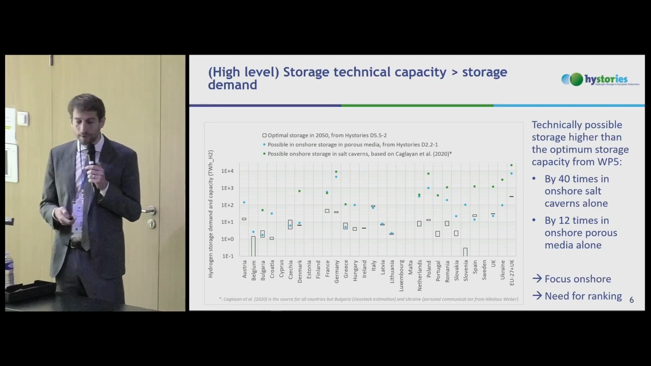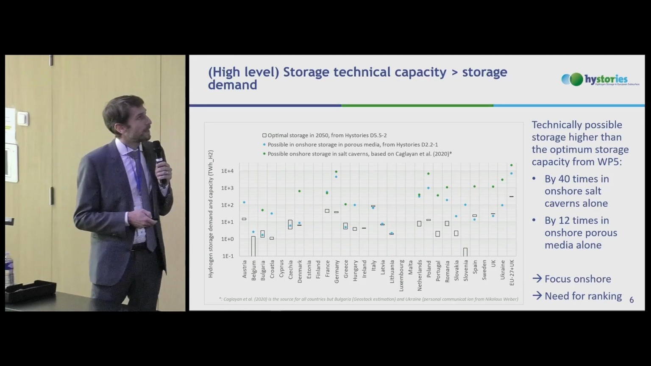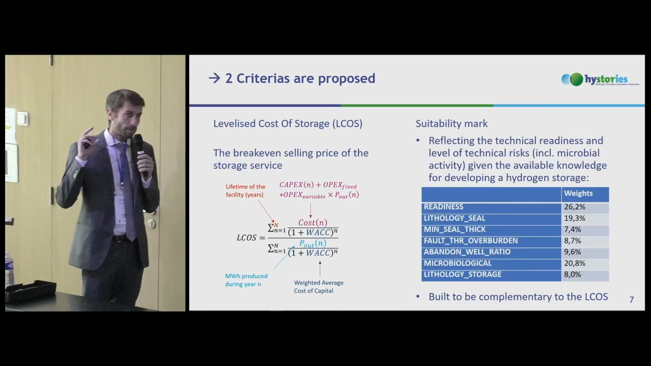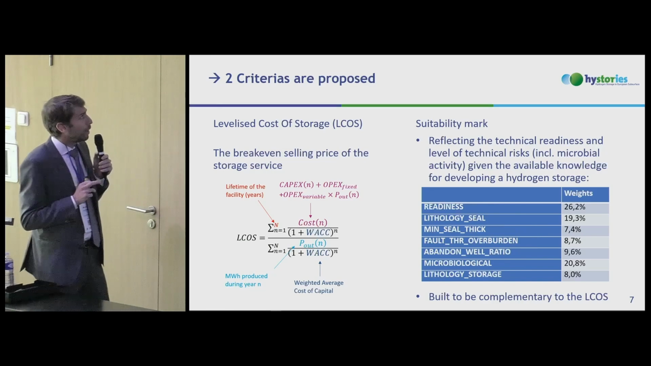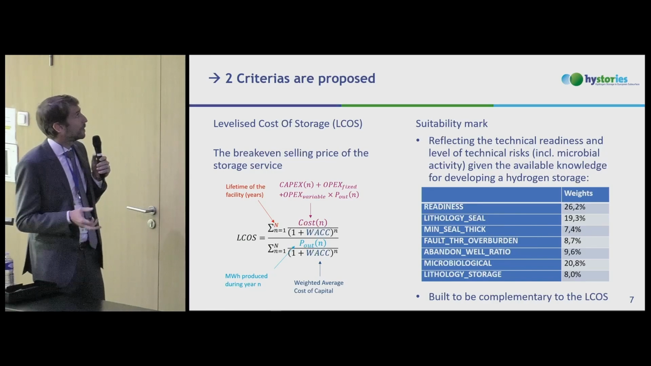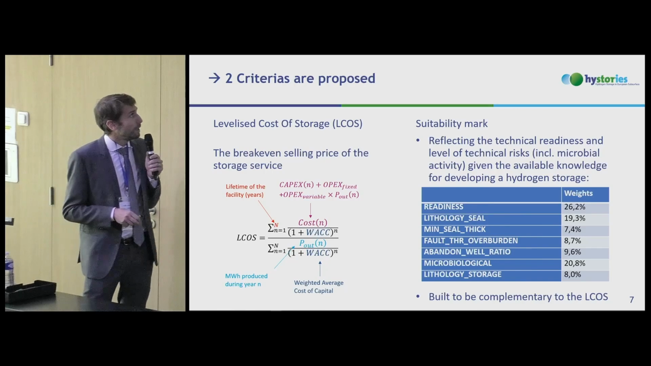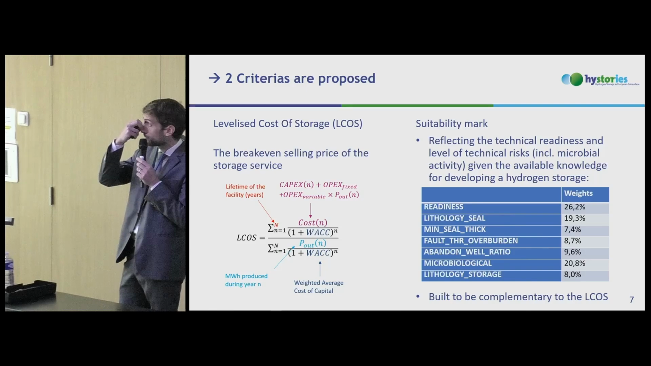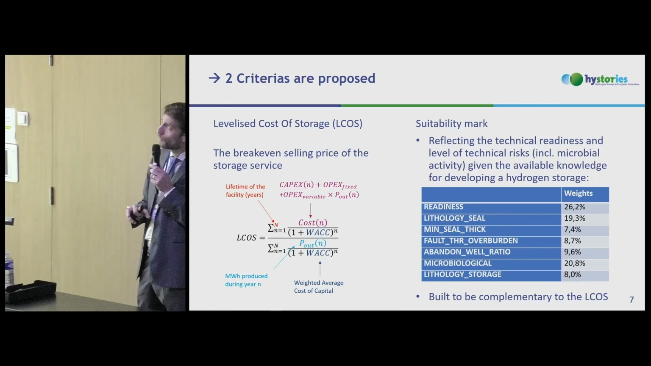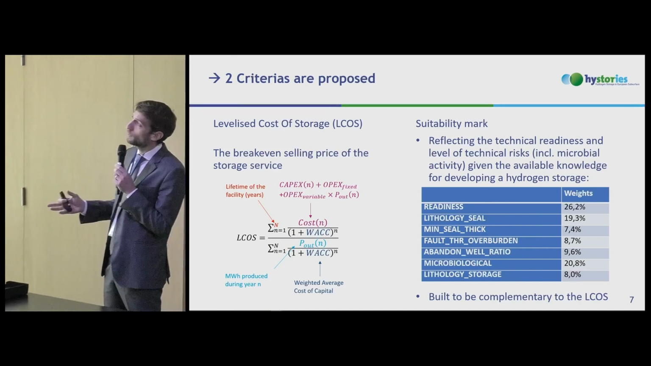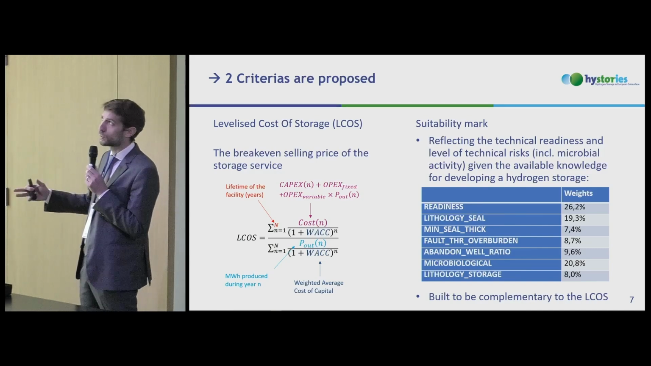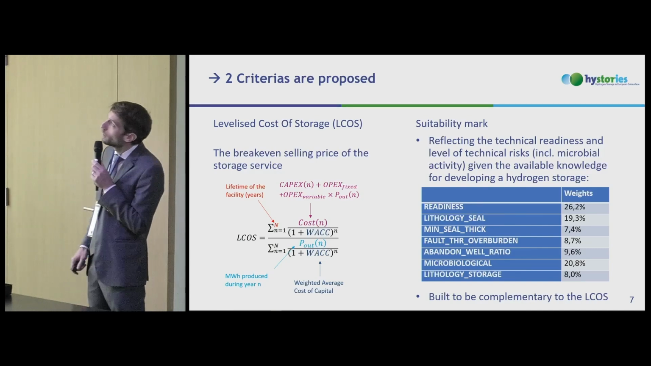And so we are proposing a way to rank and select underground storage sites. For that, we developed two indicators. One is the levelized cost of storage. It is a break-even selling price of the storage service. So it considers over the life cycle of the facility the discounted capex and also the discounted storage use in the denominator here.